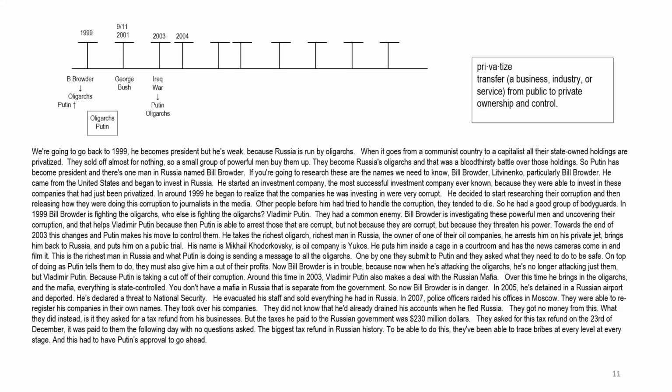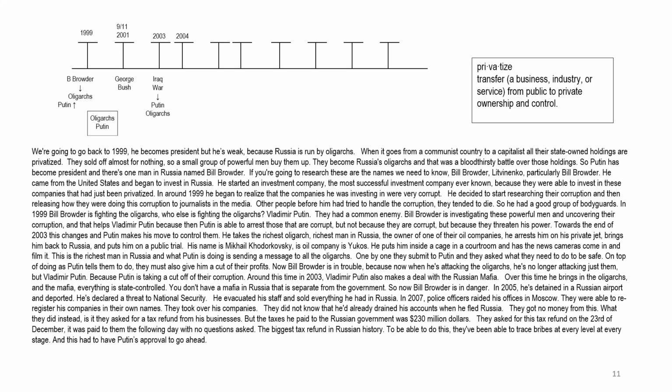He takes the richest oligarch, the richest man in Russia, the owner of one of their oil companies. He arrests him on his private jet and brings him back to Russia and puts him on a public trial. His name is Mikhail Khodorkovsky. His oil company is Yukos. He puts him inside a cage in a courtroom and has the news camera come in and film it. This is the richest man in Russia.